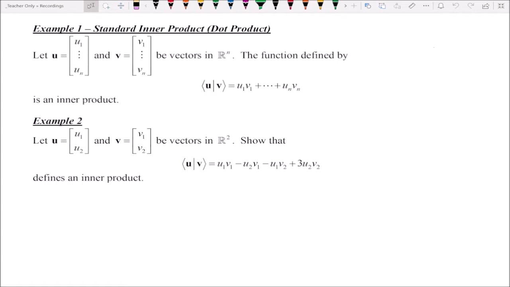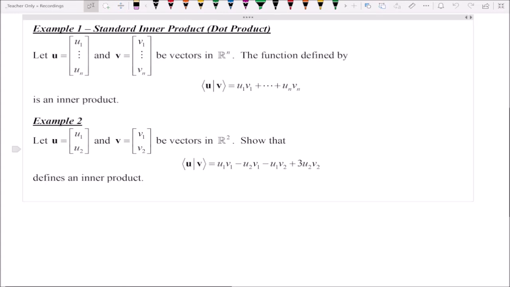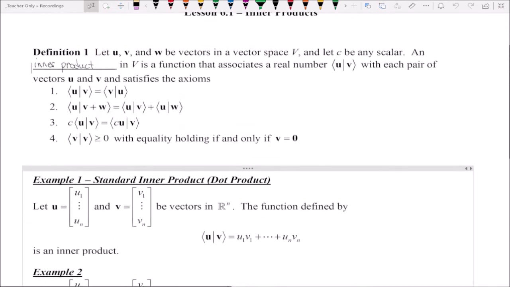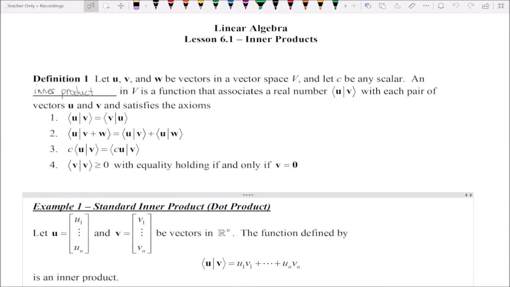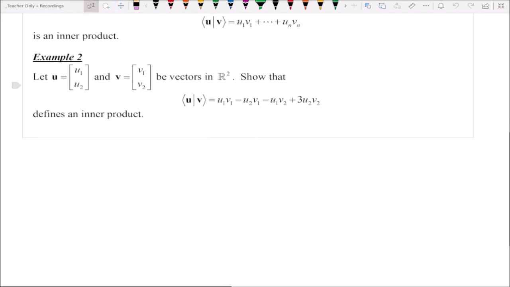Here we look at a less conventional inner product. So we're going to consider two vectors in R2. We're going to show that the inner product defined as u with v is u1 v1 minus u2 v1 minus u1 v2 plus 3u2 v2 defines an inner product. So remember, what we have to do is show that it satisfies these four axioms. All right? So starting with the first axiom.